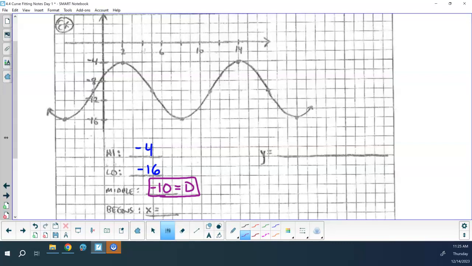What else do we find? Now that we know where our middle's at, what else can we find? What's our amplitude? 6, because it's the distance from the middle to the high, middle to the low. So our amplitude A is 6.